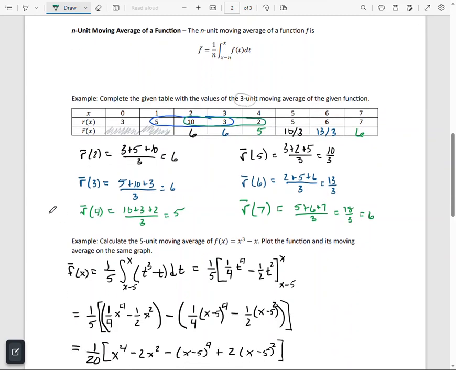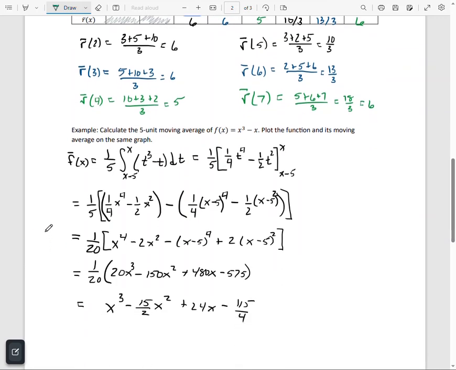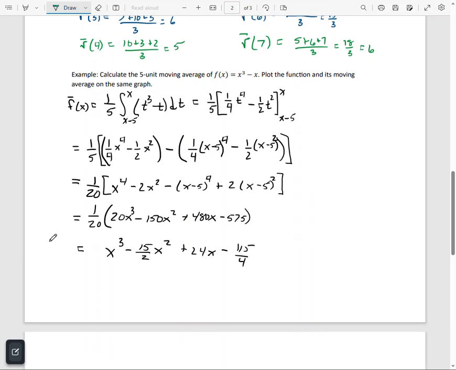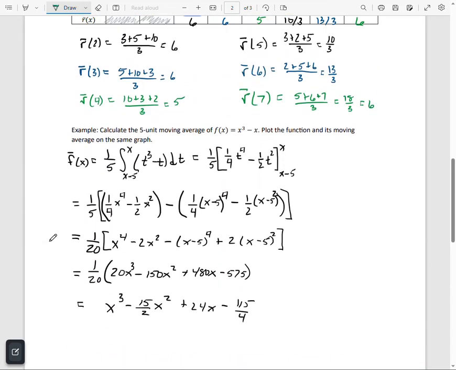But if we don't have a table, we do have an antiderivative we can find. Calculate the 5-unit moving average of f of x equals x cubed minus x. Plot the function and its moving average on the same graph, which I did not do. Bummer. So f bar of x is a 5-unit, so it's 1/5 times the integral from x minus 5 to x of t cubed minus t.